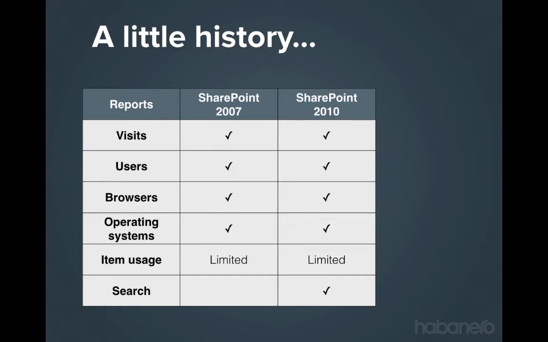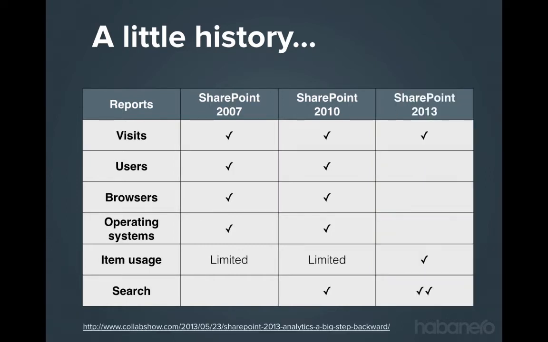And then a big differentiator between 2010 and 2007 with the analytics piece was the search reports. 2010 had some better information about top queries that people were entering into the search engine, where people were abandoning their search, and where people were actually clicking through, those most click-through results as well.